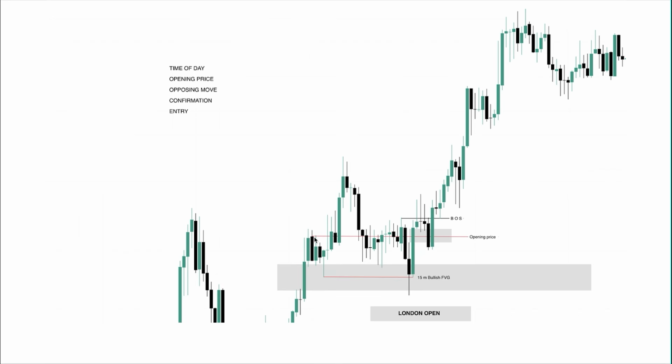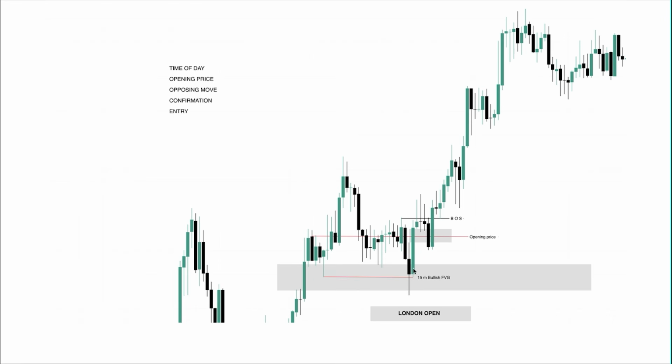And in another example, we have time of day, which is the London Open again. We have our opening price right here. And what do we have? At 2 p.m. again, which is the London Open, we see price give us an opposing move. We see price at the open trade below the opening price, highlighting that manipulation, trades into a 15-minute bullish fair value gap below a minor sell side liquidity, which is the opposing to buy side delivery.